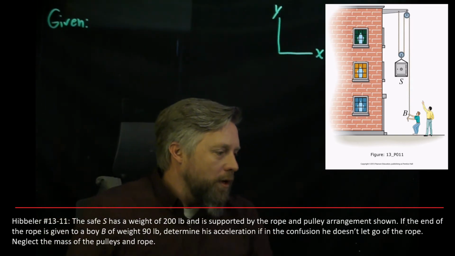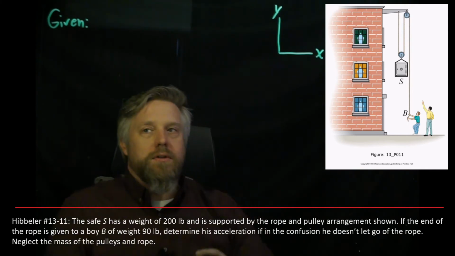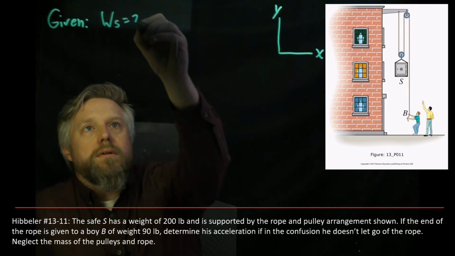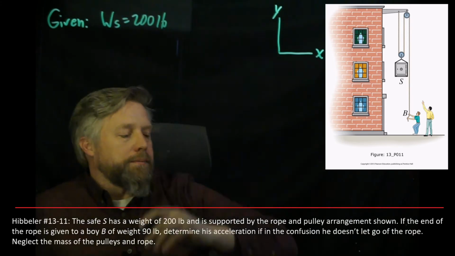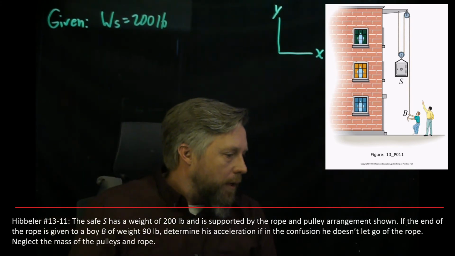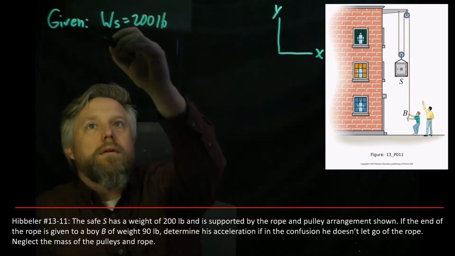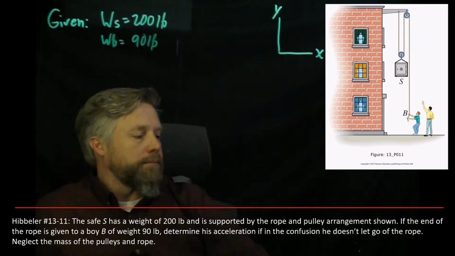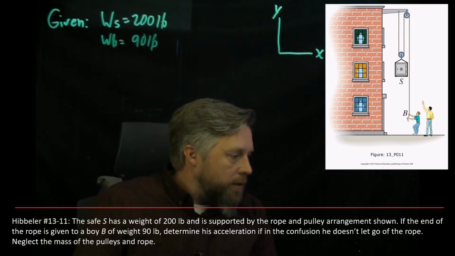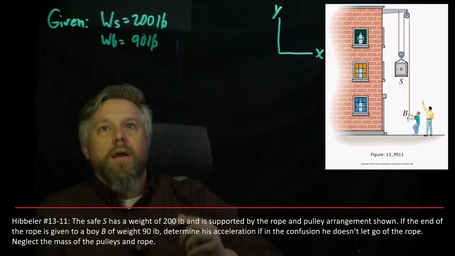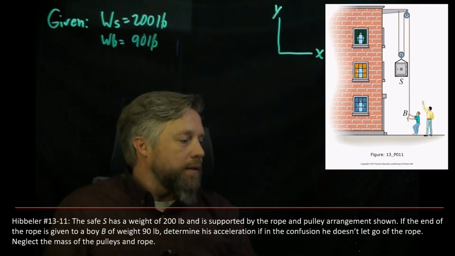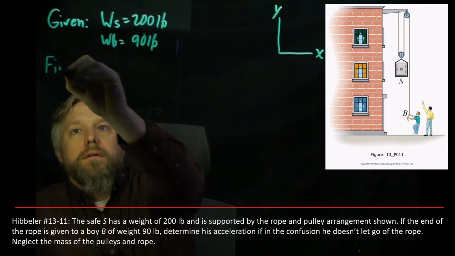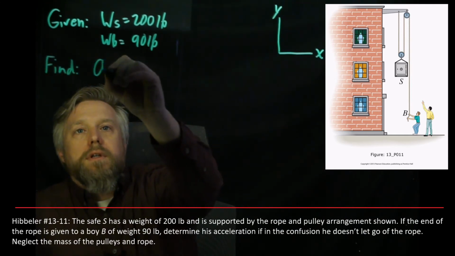OK, so in this problem, we're given that the safe has a weight of 200 pounds. I'll put that as weight of safe equals 200. If the end of the rope is given to a boy, the weight of the boy is equal to 90 pounds. Determine his acceleration if he doesn't let go of the rope. And we're also told to neglect the mass of the pulleys and the rope. So we're supposed to find the acceleration of the boy.